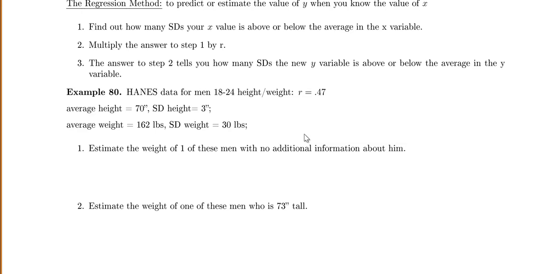So example 80, Haynes data for the men 18 to 24 with their height and weight. My correlation was 0.47, my average height was 70, my standard deviation of height was 3. The average weight was 162, the standard deviation of weight was 30. Number 1, estimate the weight of one of these men with no additional information about him. So if you have no idea how tall he is or anything else about him, your best guess is just going to be the overall average because you have no idea how tall he is, the height's not coming into play. Let's just go with our overall average for weight.